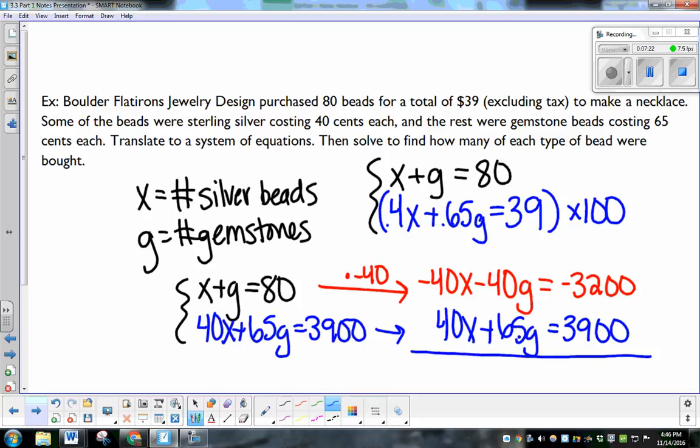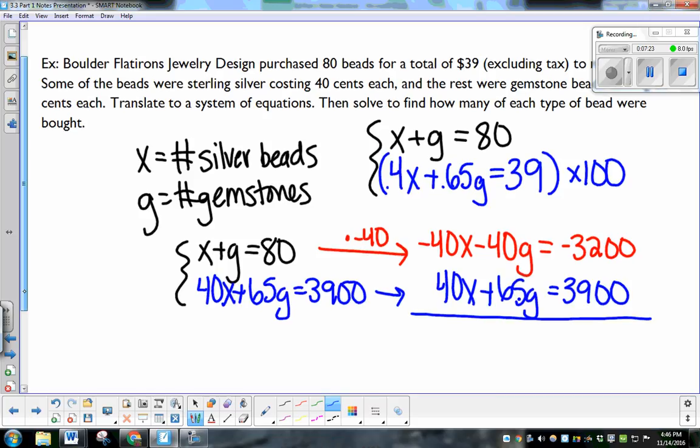So when I add those up, my x's cancel out. And I'm going to go through and add up the rest here. So negative 40g plus 65g is 25g. And that equals 700. Negative 3,200 plus 3,900 is 700. Then we just divide by 25 on each side, and we end up with g equals 28. So now we know there's 28 gemstones.